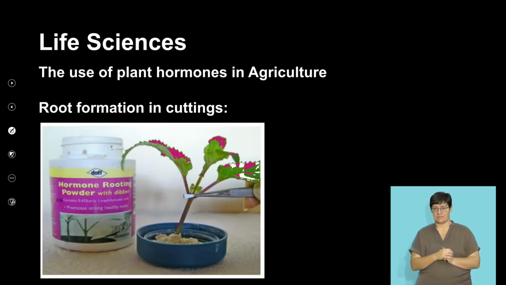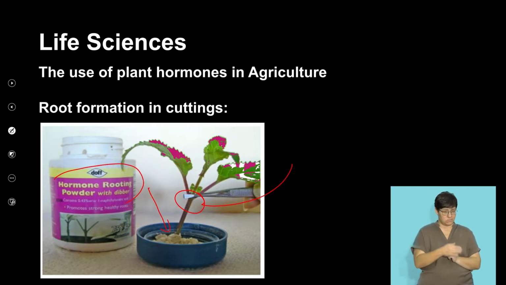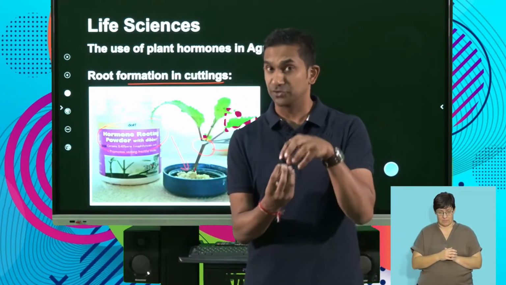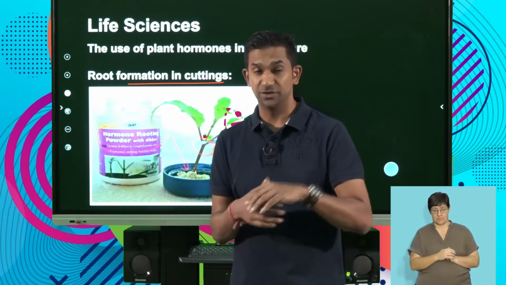If we look at this image, you'll find that here's a little twig of a plant, and that's being dipped in rooting powder. And these hormone rooting powders are essentially a powder that contains auxins, and these auxins essentially allow for the quick production of meristematic tissue on the parts where the nodes have been created.